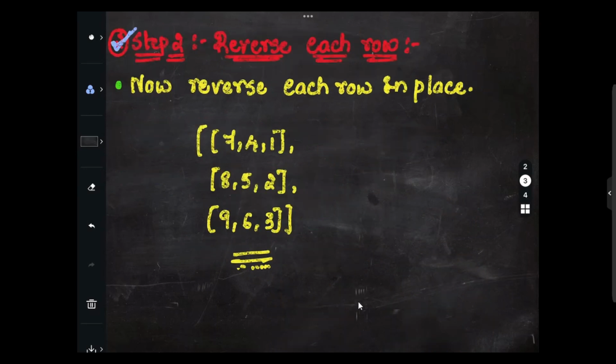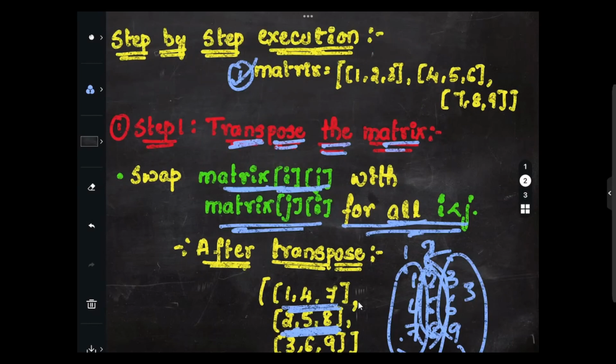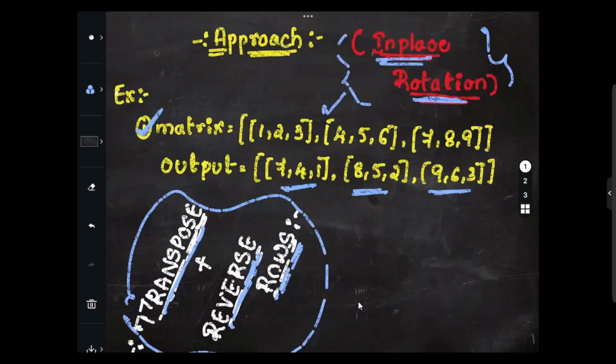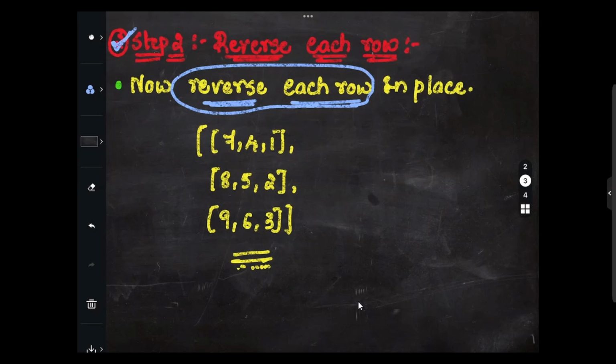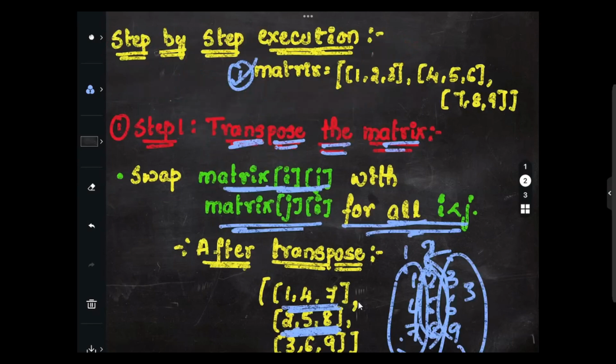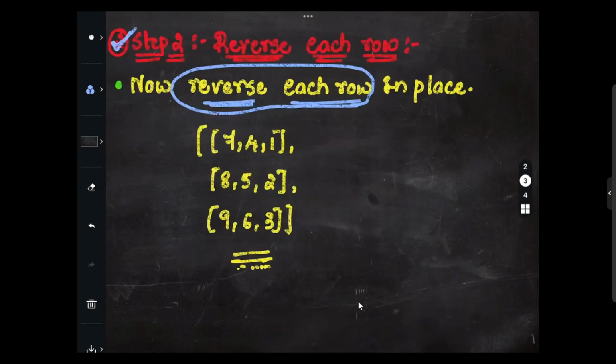Let's move on with the second step. So what we are doing after transposing, we have to reverse the rows, right? So now we will reverse each row in place. Means here in this case, when I say we will reverse each row in place, we had here 147, 258 and 369, right?